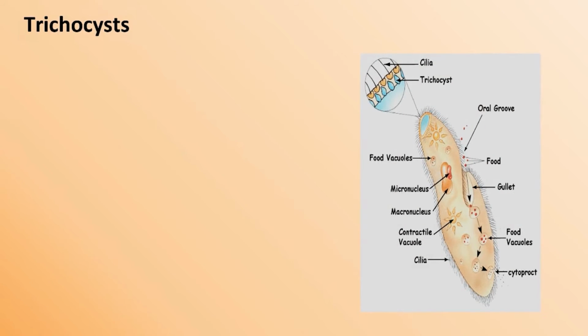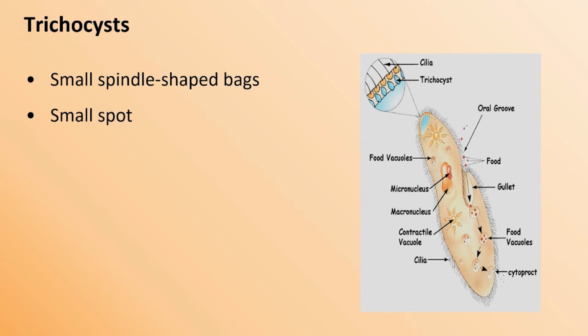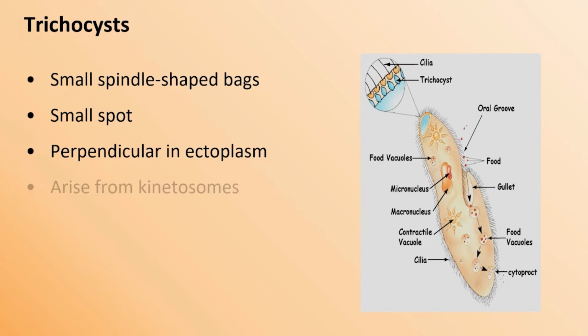Trichocysts. Embedded in the ectoplasm at right angles to the surface are small spindle-shaped bags called trichocysts. A small spot on each anterior and posterior margin of a hexagon marks the position of a trichocyst. They are filled with a refractive, dense fluid having a swelling substance, and at the outer end is a conical head or spike. The trichocysts lie perpendicular in the ectoplasm. They open by small pores on the ridges of hexagonal areas of the pellicle.